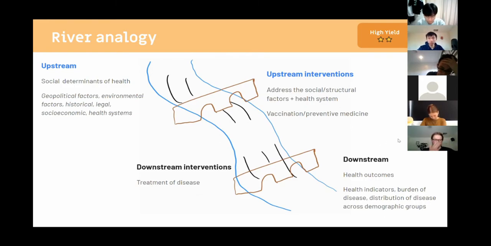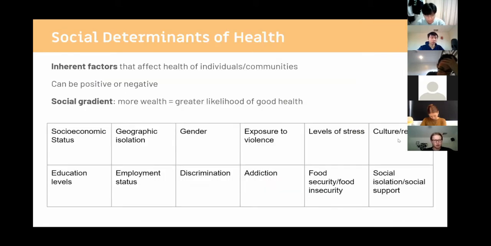Next slide, please. So these are some, not all, of the social determinants of health. Again, as I said, they're inherent factors that affect the health of individuals and communities, and it could be positive or negative. For example, job status. If you have a job, it's reported that you're happier. If you don't have a job, you're less happy. So it can be positive or negative, but in the end, it's still something that will affect you.